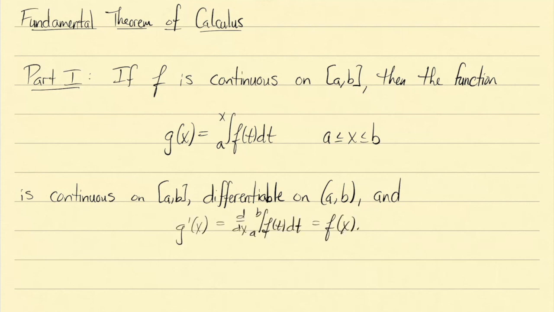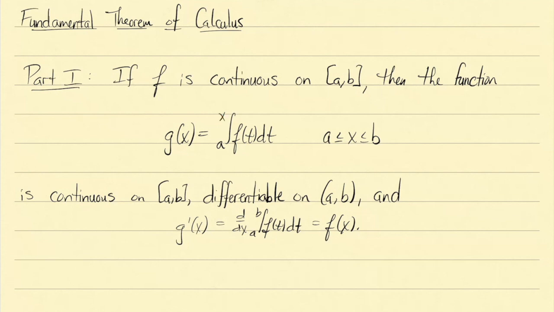So part 1 tells us that if we start with a continuous function on the closed interval from a to b, then we can define a new function, also defined on the closed interval from a to b, simply by integrating the function f from a to any point that is between a and b, which we're calling x. So we're allowing the upper limit of integration to vary here.